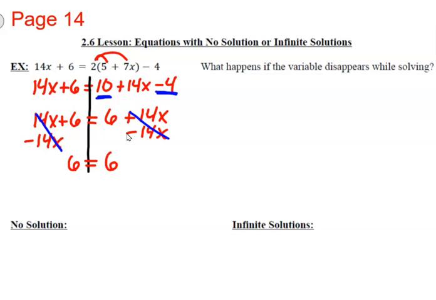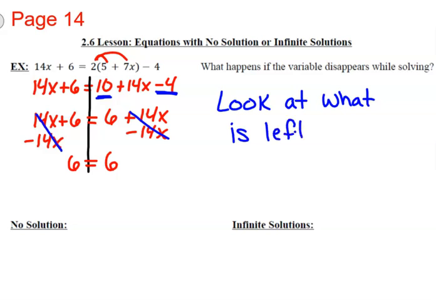So what am I supposed to do? Well, that's literally what the question next to it is asking. What do we do when the variable disappears while we're solving? So I'm going to say we're going to look at what is left over. In other words, you should still have other numbers remaining even if you don't have a letter x anymore. So notice that I have 6 equals 6.